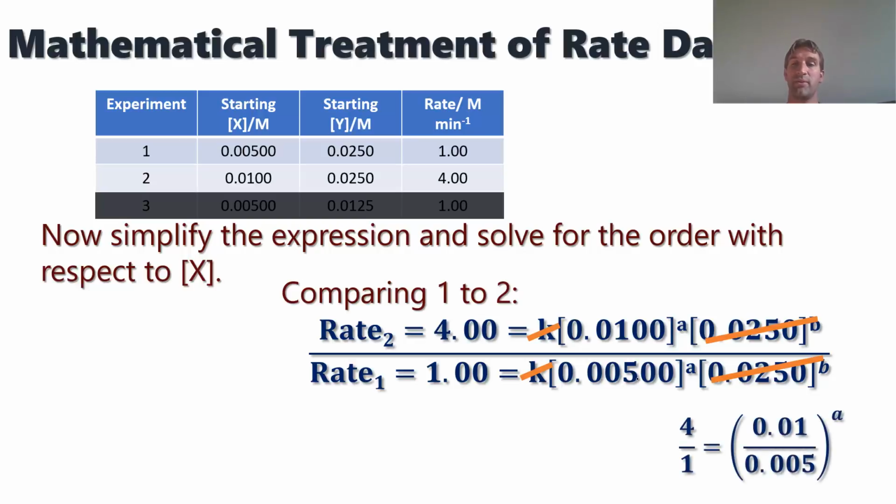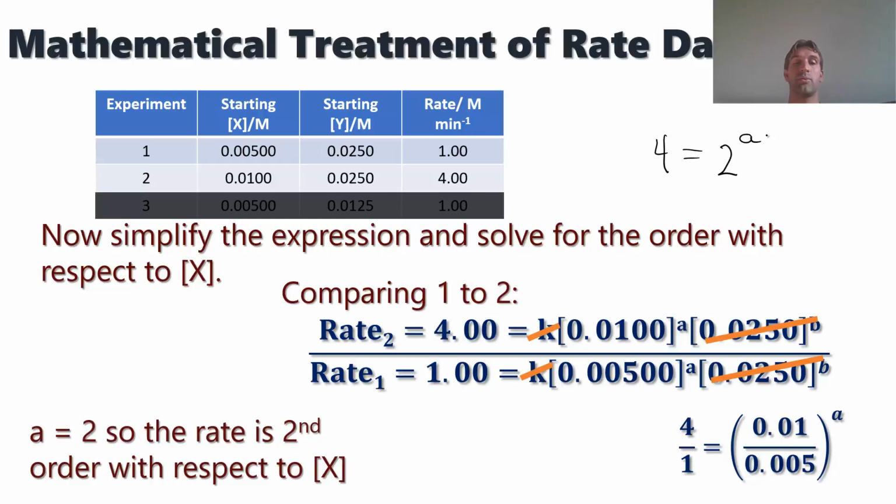So we're going to simplify that expression by combining these in parentheses and raising the entire expression on the right to the A power. If I just plug in the numbers there, 0.01 divided by 0.005, you can use a calculator, or if you can see it, notice that this is twice as much. This has to be a value of 2. So we're saying that essentially 4 is equal to 2 raised to the A. Well, the only way to make that statement true is if A equals 2. So the rate is second order with respect to X. I figured out one of my orders.